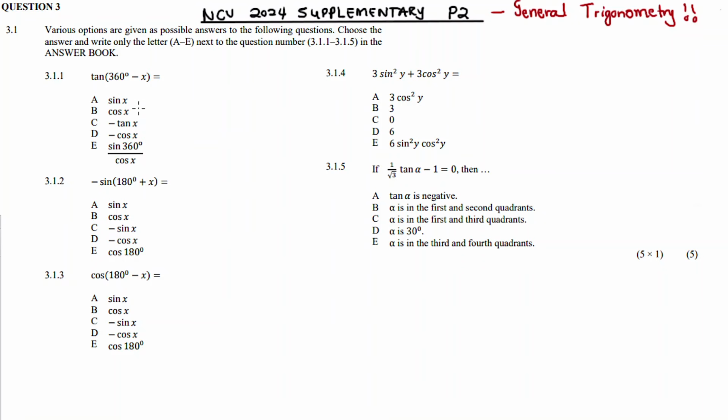Here we are given a formula. This is a reduction formula. With reduction formulas, we always have to apply the CAST diagram. So this is our CAST diagram. In the fourth quadrant, we know that cos is positive. First quadrant, all the trig ratios are positive. Second quadrant, sine is positive, and then the third quadrant, only tan is positive.